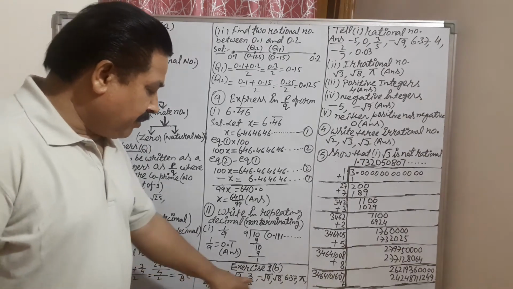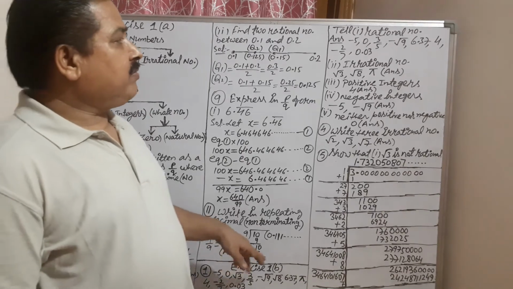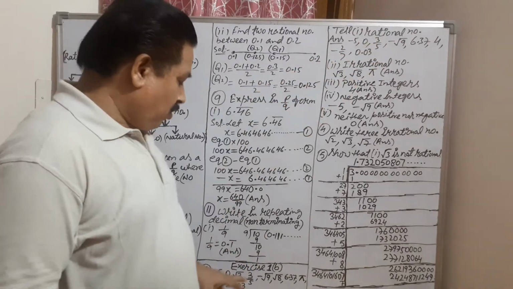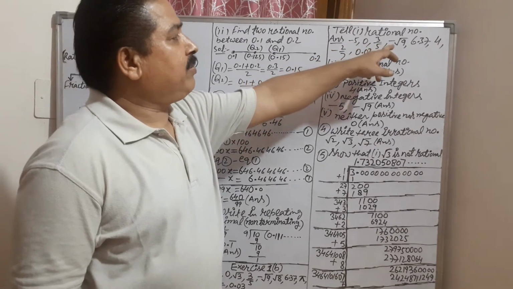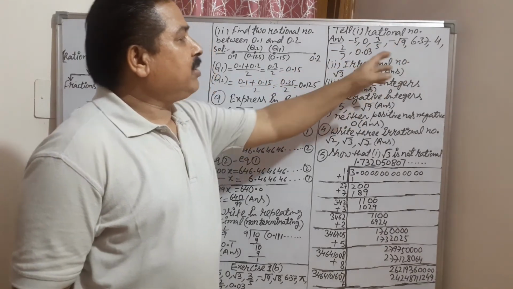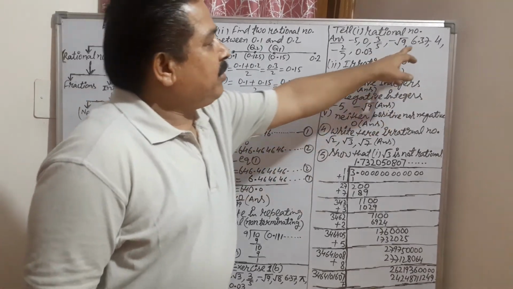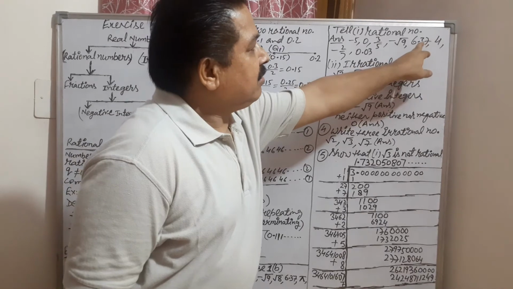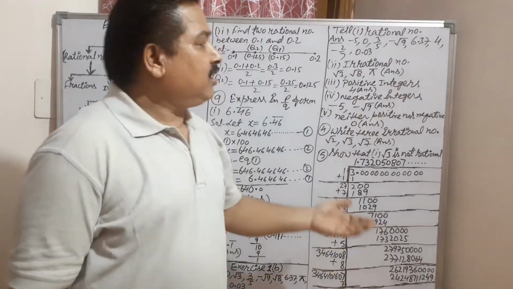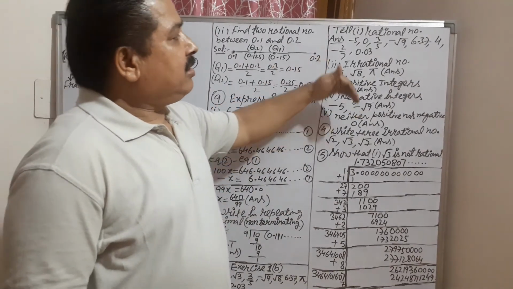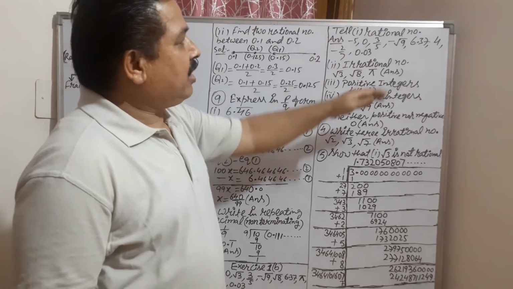Now see exercise 1b, irrational numbers. Many numbers are given here in question number 1. Tell the rational numbers from here. So what are the rational numbers? Minus 5, 0, 3 by 5, minus root 9. All these numbers are rational. Why root 9? Because we can calculate the root of this. And this number 6.37, remove the decimal, we can write 637 upon 100. So all the numbers can be written in fraction form, so all these are rational numbers.